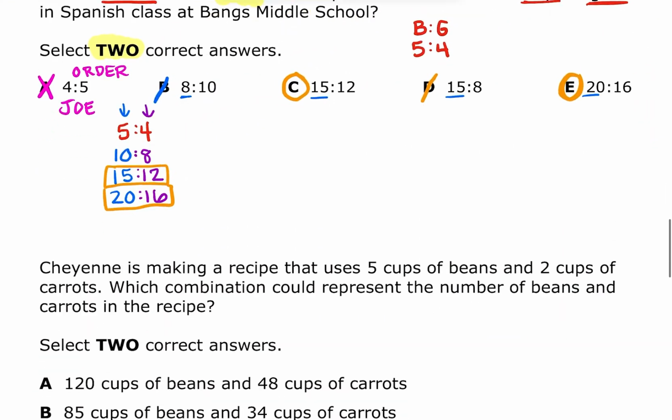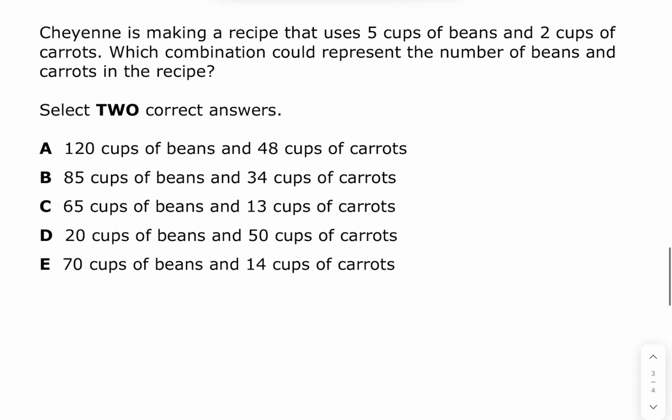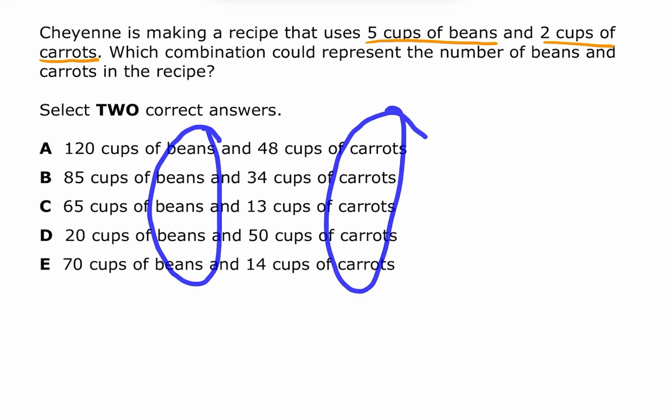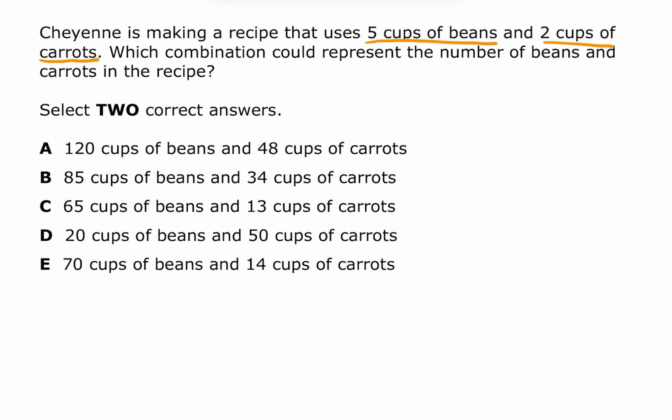Ooh, sorry. Last one. Cheyenne is making a recipe that uses 5 cups of beans and 2 cups of carrots. Which combination could represent the number of beans and carrots in the recipe? So this one's a little bit different. It does not say ratio anywhere, but we can see that we have 5 cups of beans, 2 cups of carrots, and then all of my answer choices have that as well. And it wants to know which ones could work.